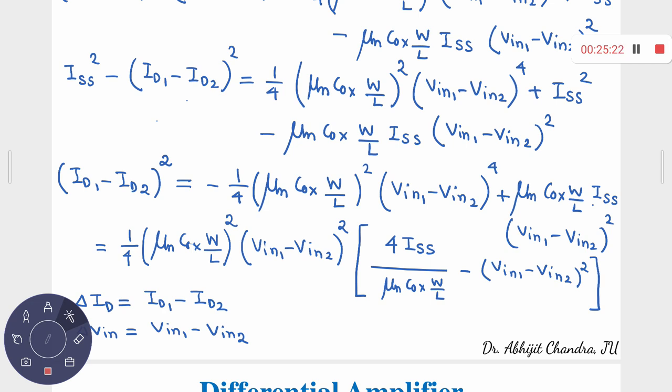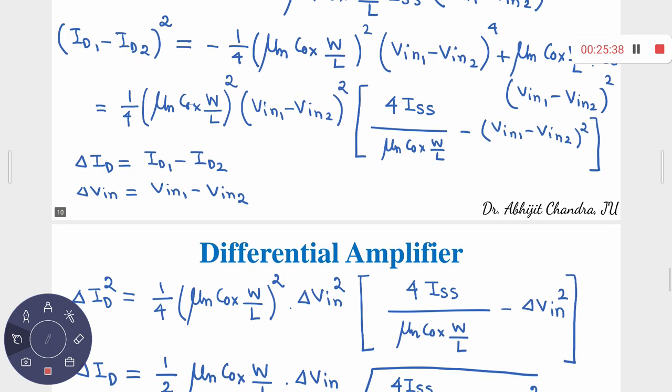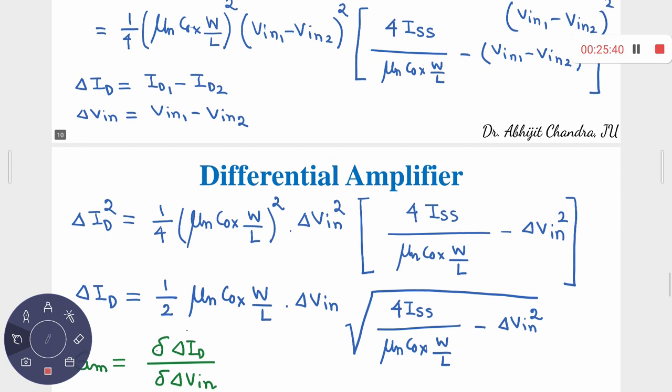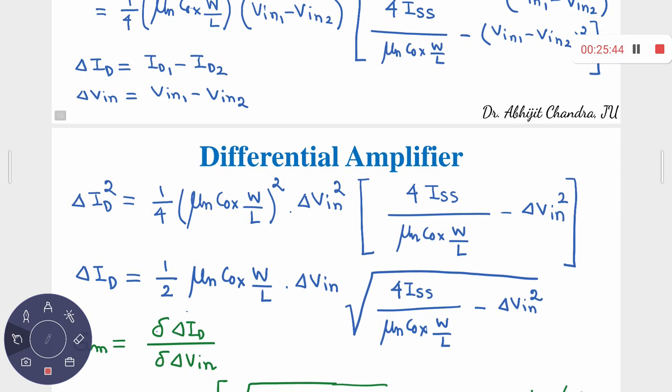That's a big expression, right? It's a big expression, but it has some meaning inside. So let me represent this so that it looks compact: del ID is equal to ID1 minus ID2 and del V is equal to V in 1 minus V in 2. So ultimately, we have this expression. Now this is the expression of our interest.